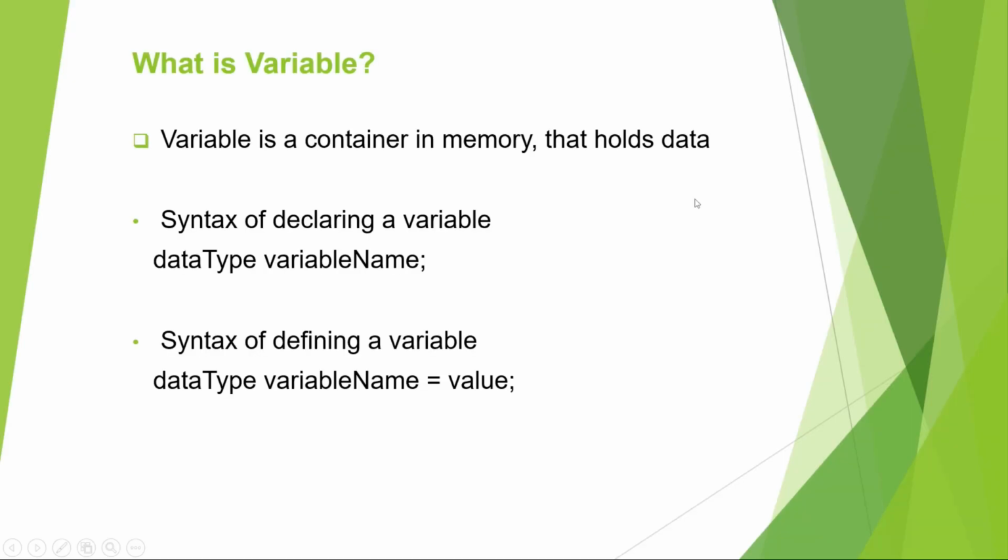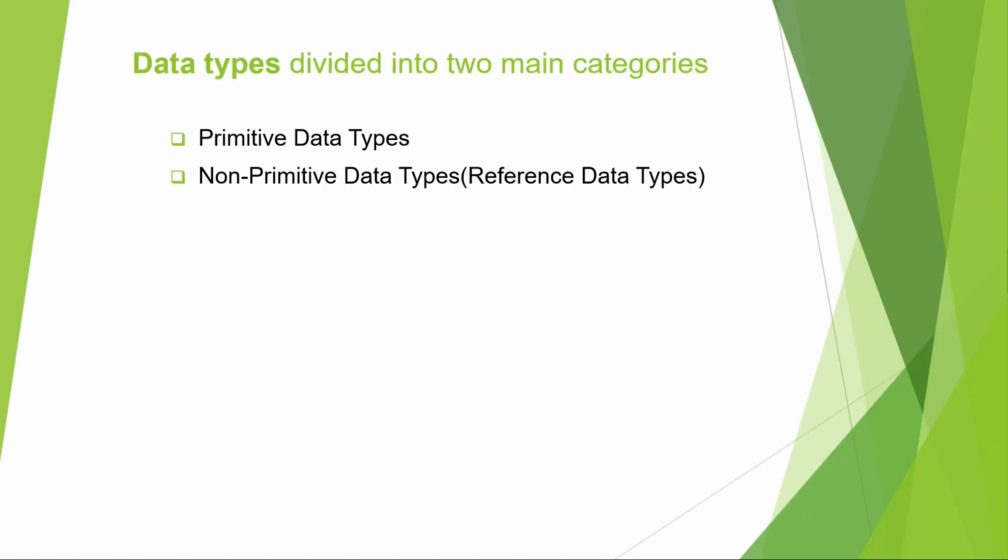Now switch to our main topic, that is how can we categorize the data type. We can categorize the data type into two parts, that is primitive data types and non-primitive data types, which are also called reference data types.